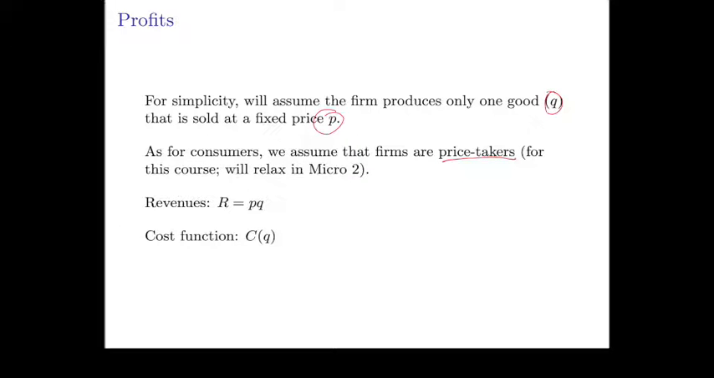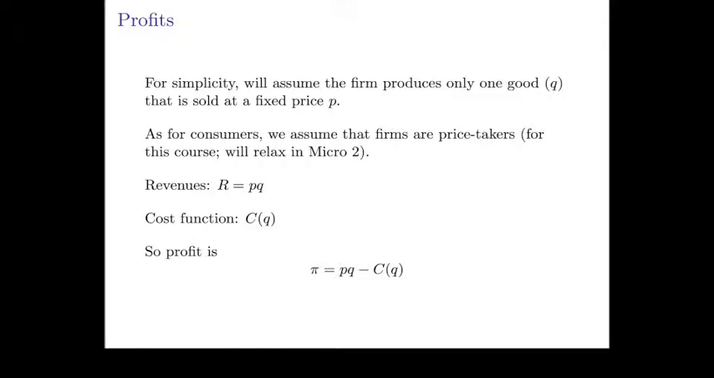Now, if the firm is selling Q units of the single good that they produce at the price P, then the revenue is going to be P times Q. The cost of the firm is going to depend on the quantity that they produce. In other words, the cost is a function of the quantity produced. So C of Q is the cost of producing Q units. The profit is then the revenue minus the cost. So the revenue, remember, is price times quantity, and the cost is given by the cost function. So it's price times quantity minus the cost of producing Q units. That's what the profit is.